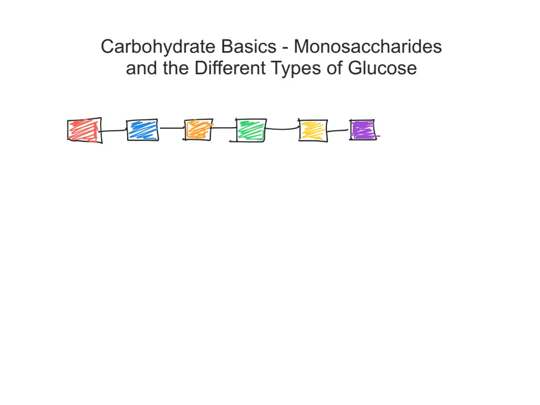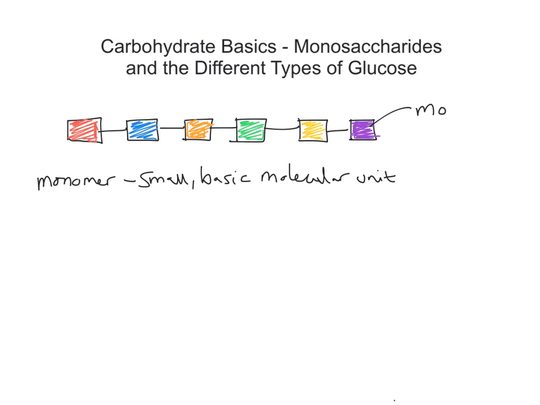of monomers. Now a monomer, let's just be clear about the definition here. The monomer is a small, very basic molecular unit. Now in this example, each one of these blocks represents a monomer. So this purple block could be an example of a monomer, a single basic molecular unit.